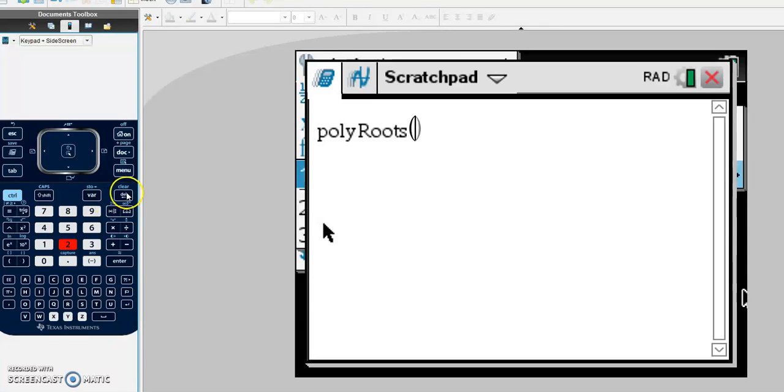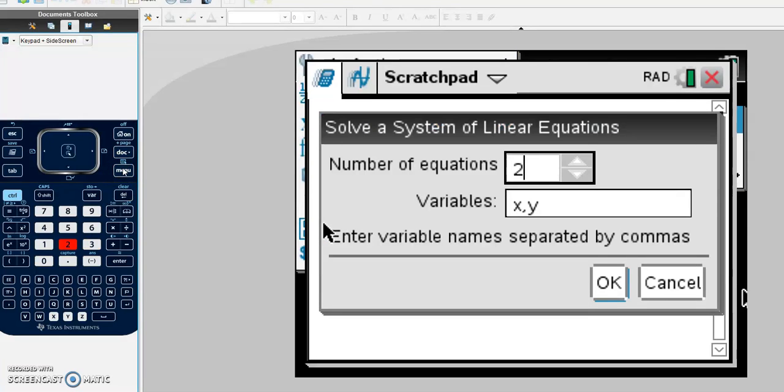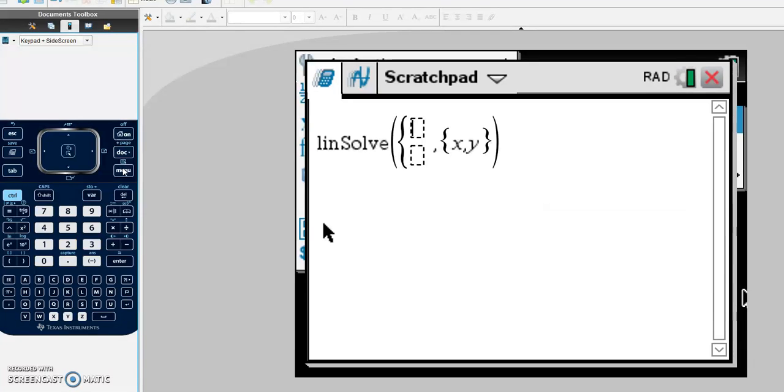Sorry, my fingers did not work properly. Let me clear that. Let's start again. Menu, 3, 2. Okay. And X's and Y's are being used, so I can hit Enter.